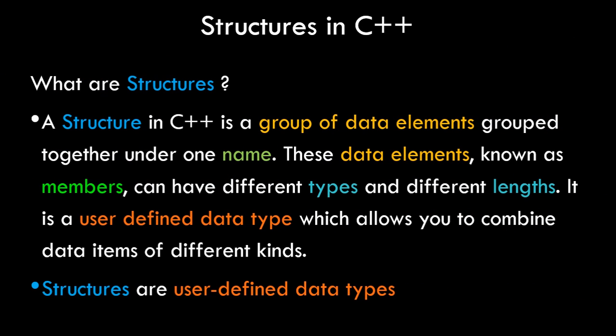So what are structures in C++? Let me just read out the theoretical explanation first. A structure in C++ is a group of data elements grouped together under one name. These data elements are known as data members or member variables and can have different types and different lengths. It is a user-defined data type which allows you to combine data items of different kinds. So structures are essentially user-defined data types.